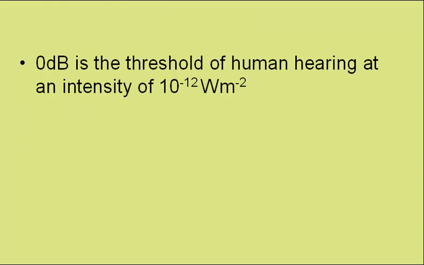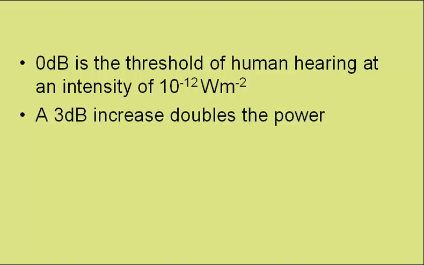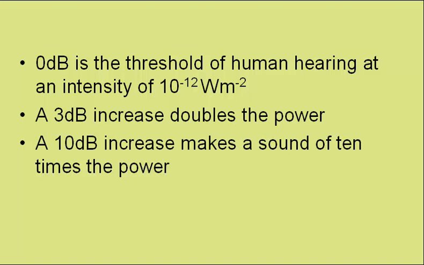0 decibels is what is called the threshold of human hearing, the lowest sound a human could hear, and this has an intensity of 10 to the minus 12 watts per square metre. A 3 decibel increase doubles the power of the sound, or the intensity. A 10 decibel increase makes a sound 10 times the power.